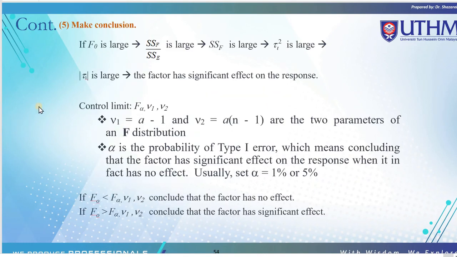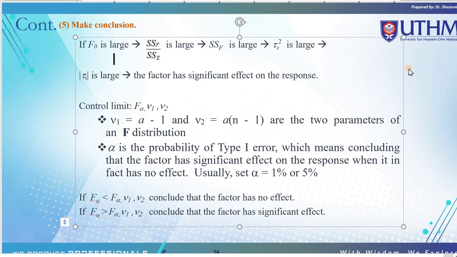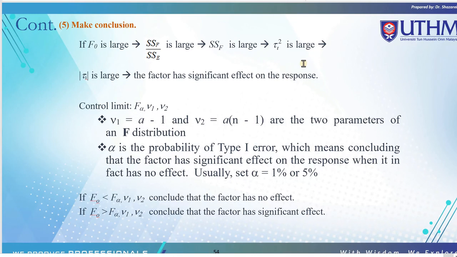Lastly, we're going to make a conclusion from our hypothesis testing based on the test ratio. So if the test ratio is large, then SSF is large, because we can see that if this SSF is large, it means that the tau is also large, which is the effect of the level. So if tau i is large, it indicates that the factor gives a significant effect to the response.